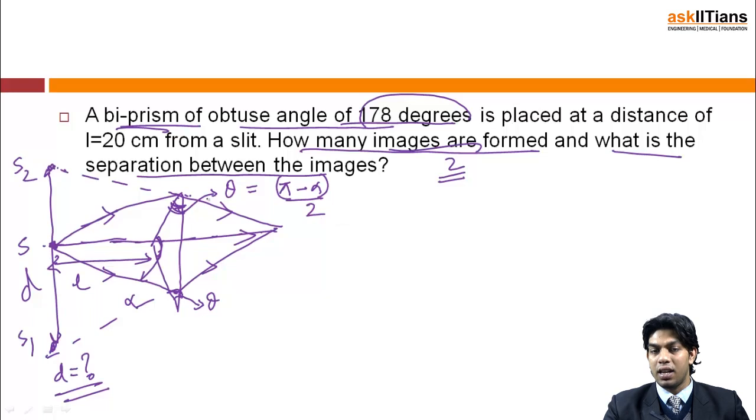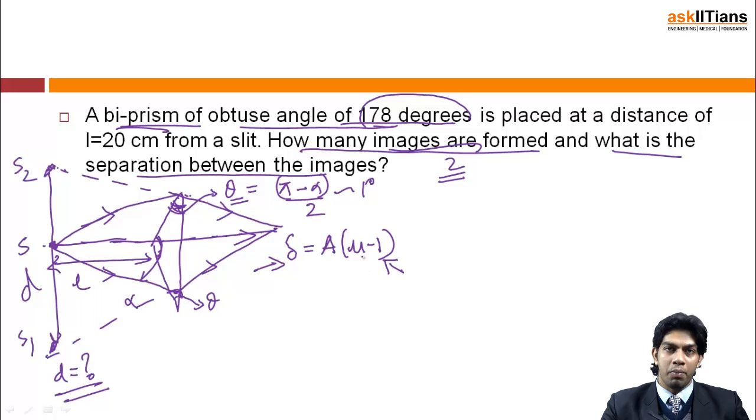Now this theta is quite small, because alpha is 178 degrees. So even if I subtract, it will be of the order of 1 degree. So this is a small angle of prism, and the angle of incidence will also be small. So the angle of deviation comes out to be angle of prism times (mu minus 1). This will be the angle of deviation, because based on the assumptions we played out the sine terms and came across this angle of deviation.